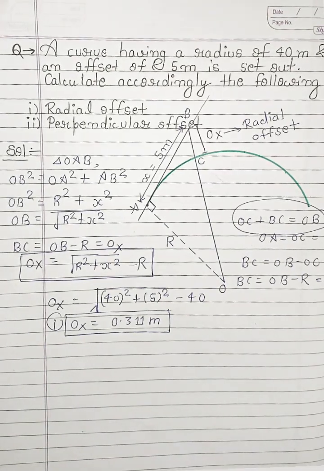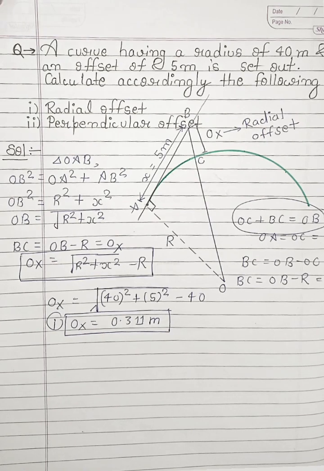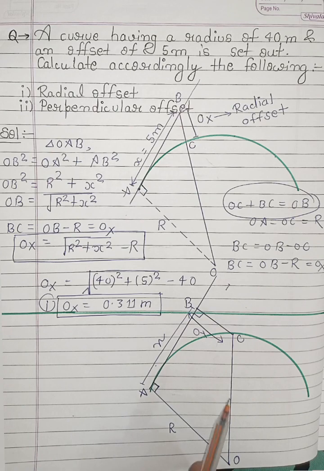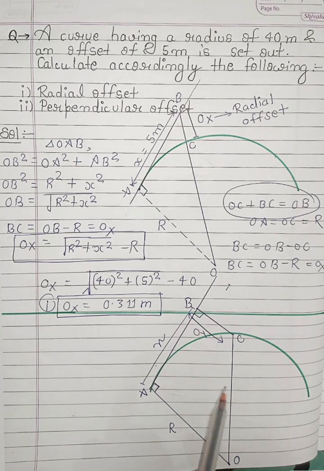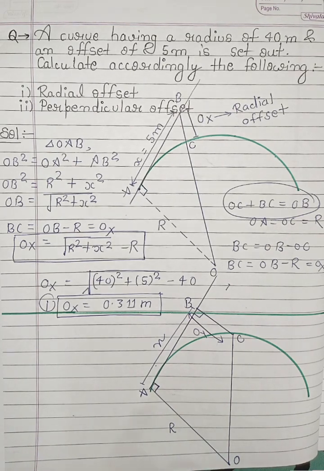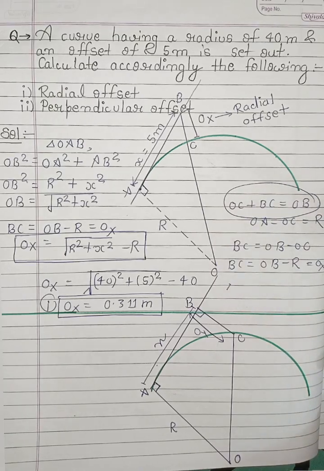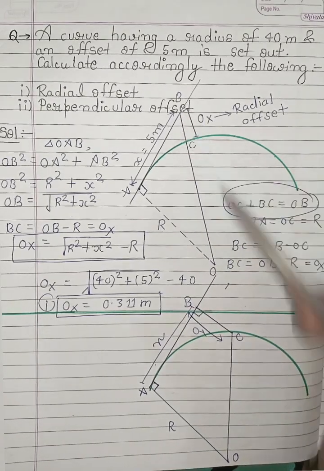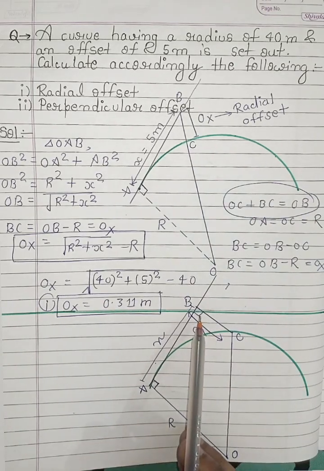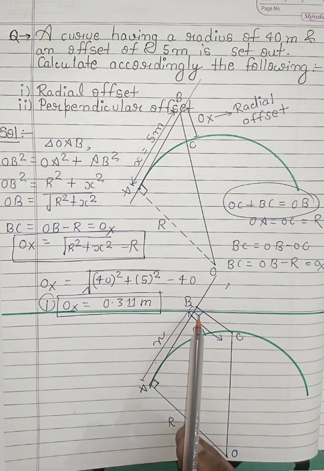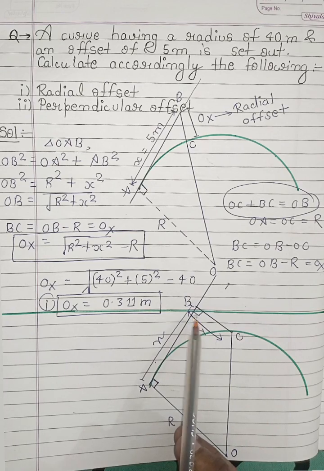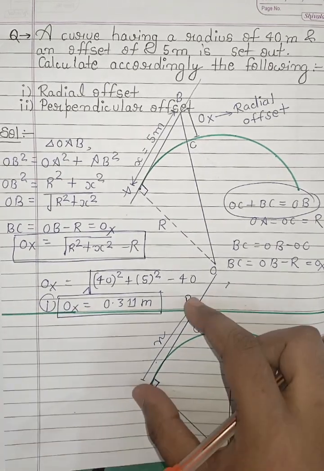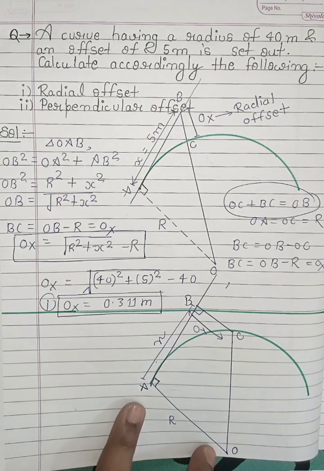Now we are moving to the second one, that is basically the perpendicular offset. So here we are having the second diagram for the perpendicular offset. See, you can see the difference here. Radial offset is along the radius, that is not perpendicular to the tangent. The angle is something different, but here you can see perpendicular offset is the one which is perpendicular to the tangent. Angle is equal to 90 degrees. So this is the perpendicular offset OY which we have to calculate. This is the offset distance x and this is the radius of the curve R.